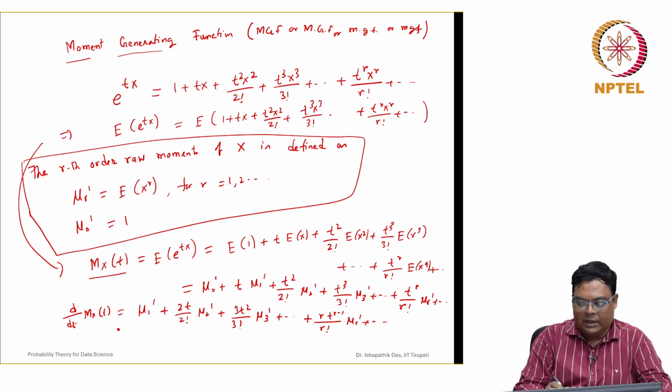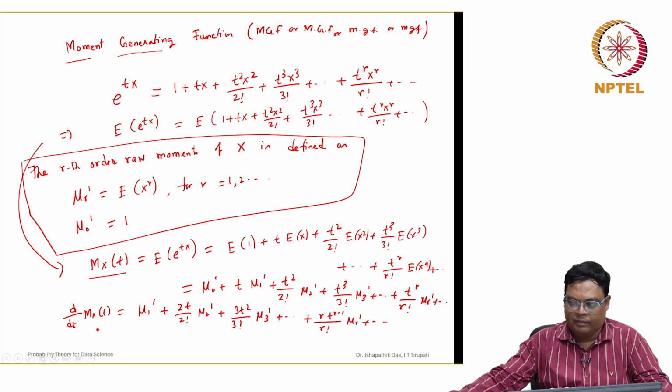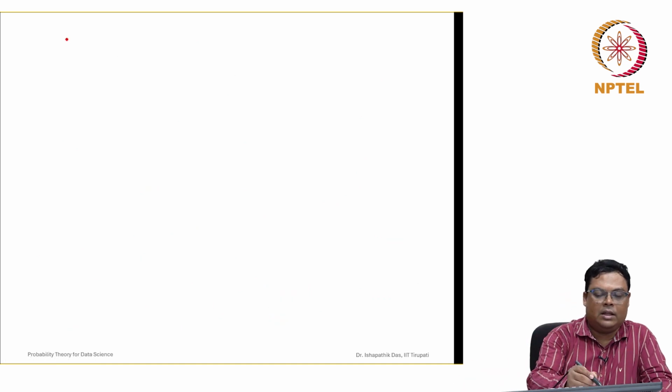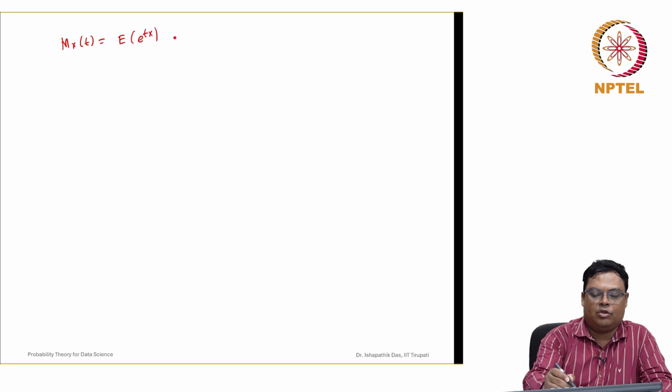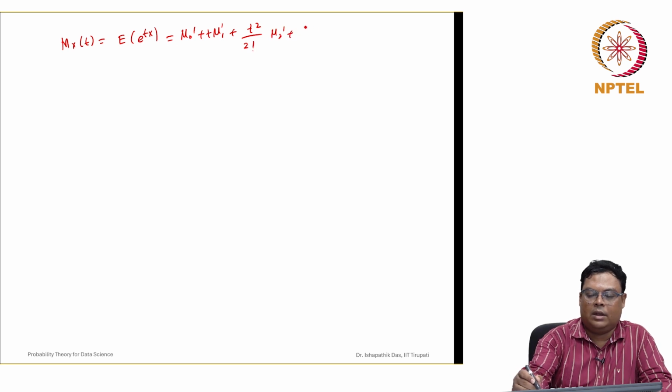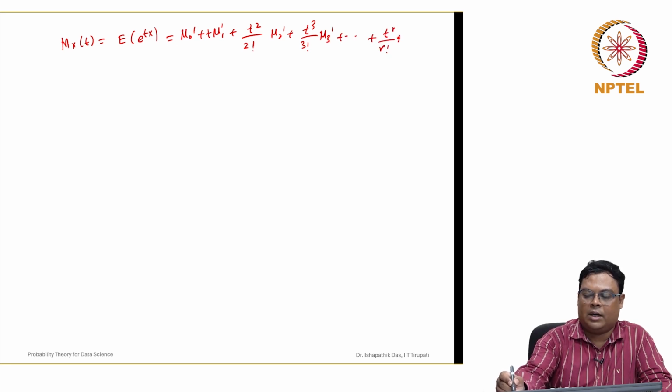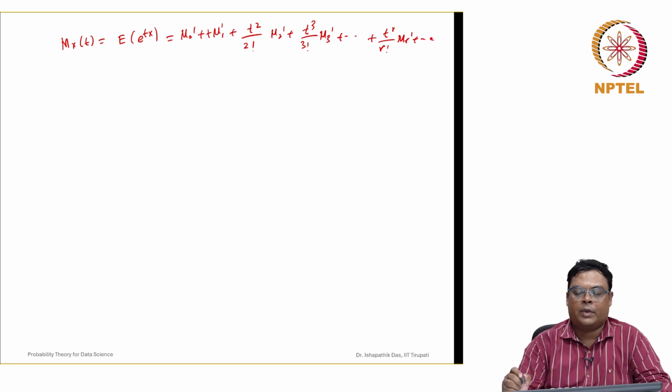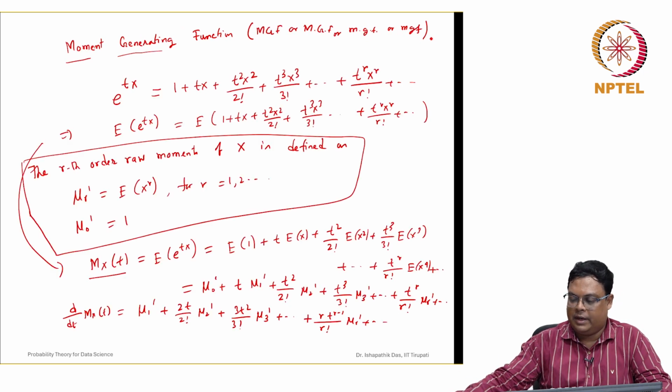So now if you differentiate a second time, let us write it again on the next page. M_X(t) is E[e^(tX)], assuming that it exists. So this is μ0' plus t·μ1' plus t²/2!·μ2' plus t³/3!·μ3', like this, t^r/r!·μr'. So let us check that it is correct.